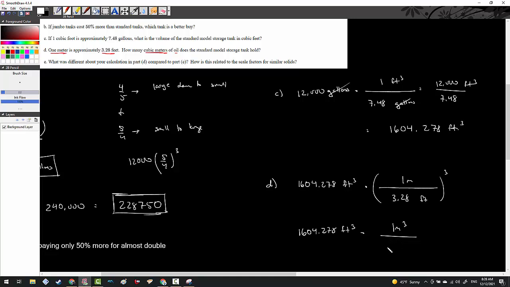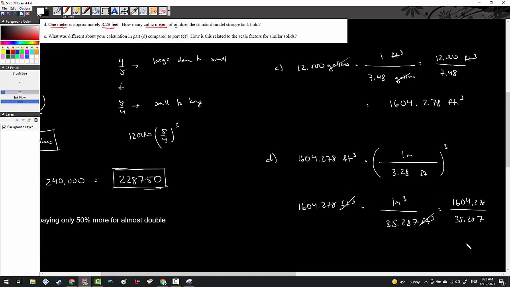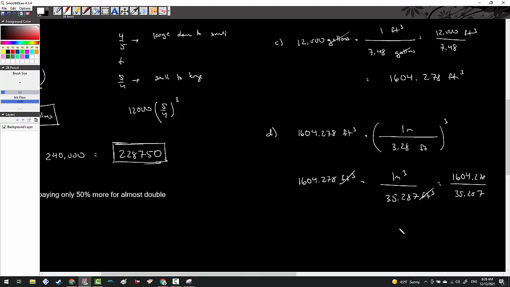And that's going to be 35.287 feet cubed. So now the feet cubed can cancel each other out. And if I just do 1604.278 over 35.287, so I'll do 1604.278 divided by my previous answer, and I will end up with 45.463 meters cubed.